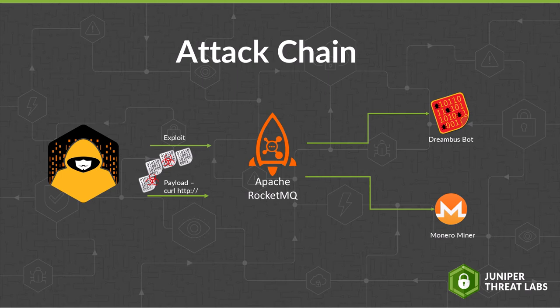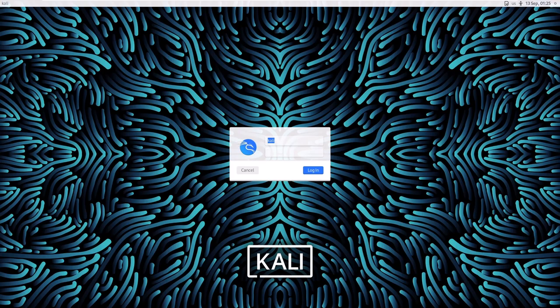This vulnerability enables a remote, unauthenticated attacker to manipulate the RocketMQ broker configuration in order to abuse a command injection. As detailed in the Juniper Threat Labs blog, one of the threat actors leveraged this vulnerability to deploy the DreamBusBot. DreamBus is capable of updating itself as well as installing other components such as a spreader module and a Monero miner. With that, let's dive into the simulation of this attack.